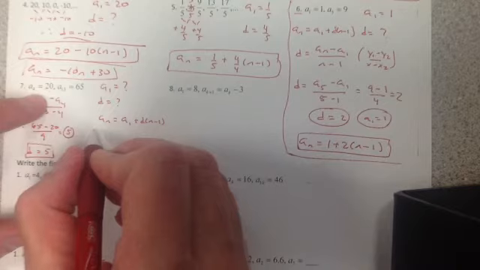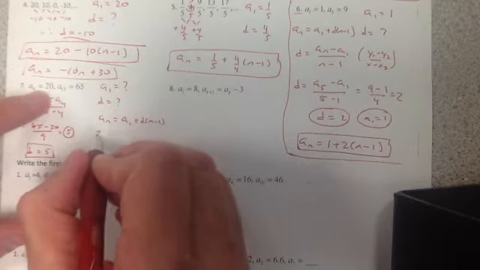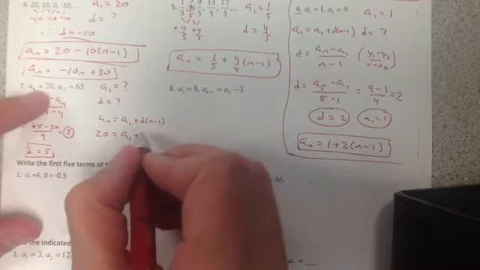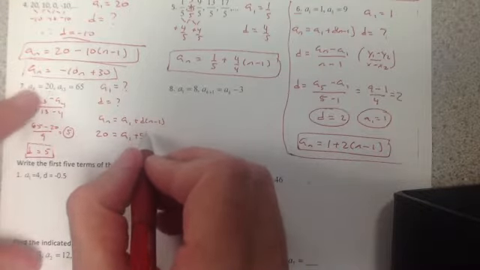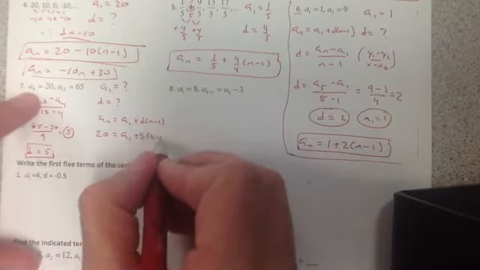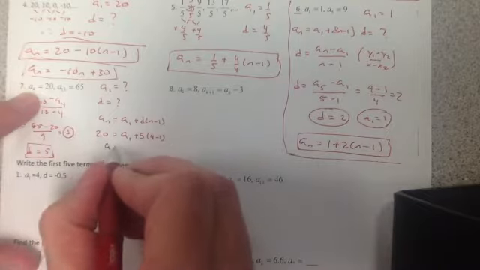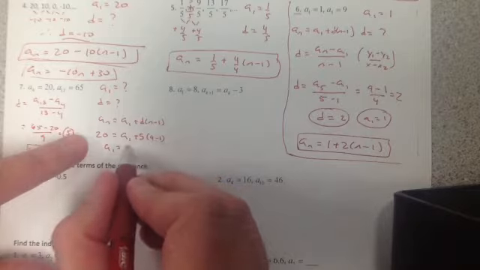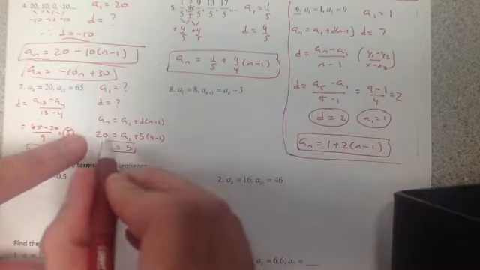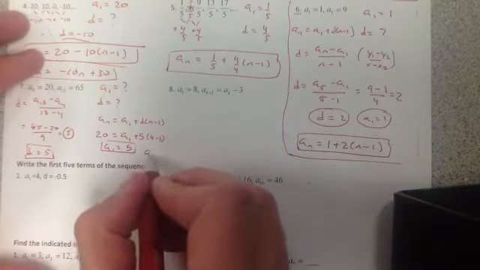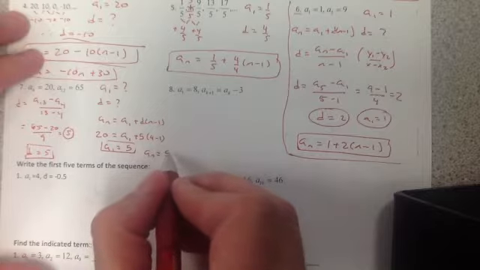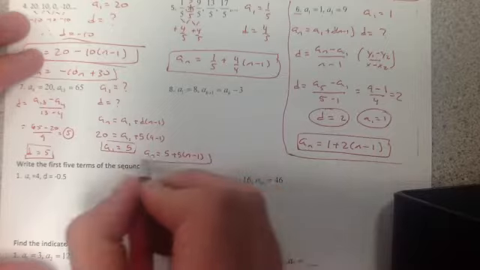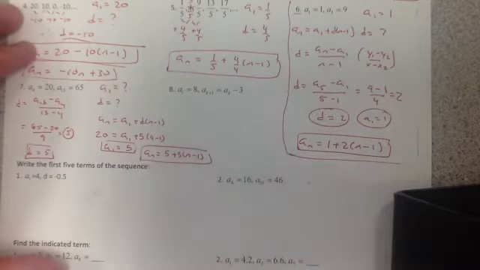So 20, this is my 4th term, so 20 equals my first term plus my common difference of 5. Remember, n is 4 now, so it's 4 minus 1. So using a little bit of math, we get 20 minus 15, and we get 5. So my equation, a sub n equals 5 plus 5 times n minus 1. And there's our equation right there.